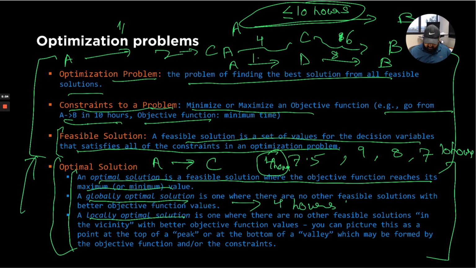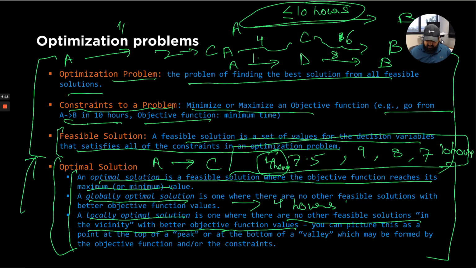Okay, and a locally optimal one is one where there are no other feasible solutions in the vicinity which are better than the objective function values. You can think of it like, let's say all of these are the times to reach from A to C, but depending on your algorithm design, you might not be able to find all of these R's. You might be able to find a few of them that satisfy the inequality, and you just return one of them. So that is a correct answer because it satisfies the inequality, but it's not the best one.